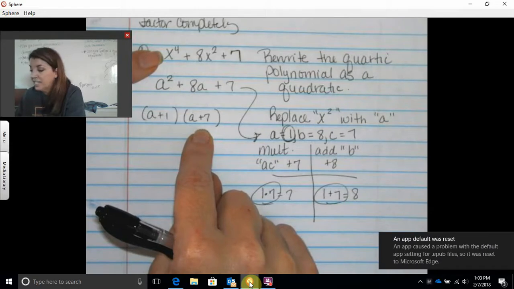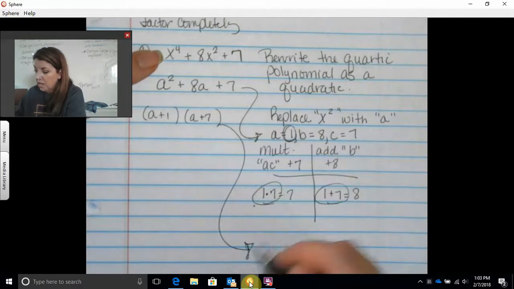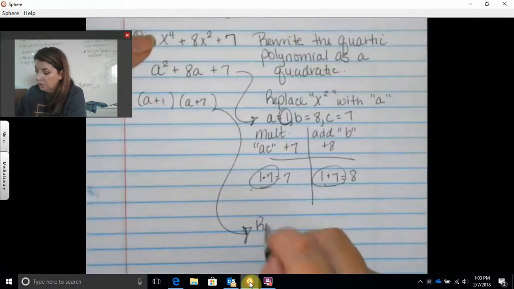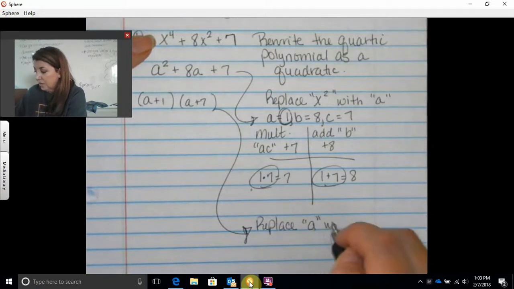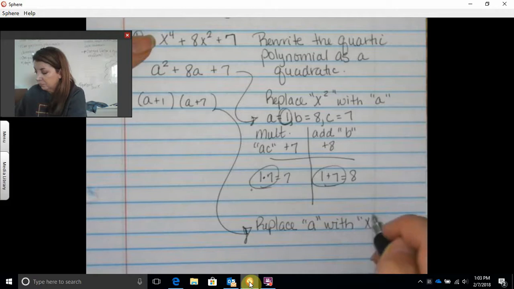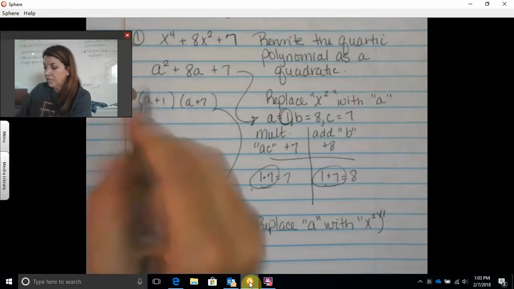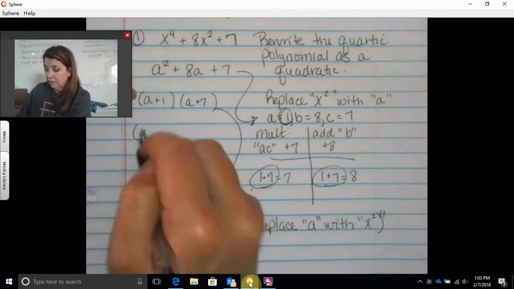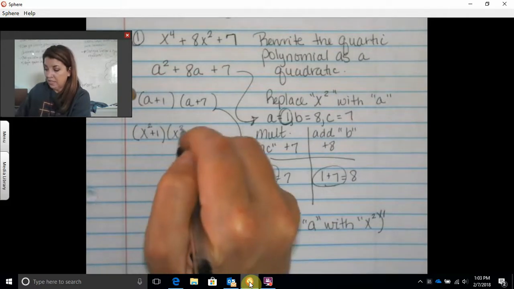Well, yes, instead of a, we're going to put x back in there. Okay? So once you get to this point, now we will undo what we did, basically. Replace a with x squared. I meant to put parentheses, not a quotation mark. So instead of a plus 1, I will put x squared plus 1. And instead of a plus 7, I will put x squared plus 7.